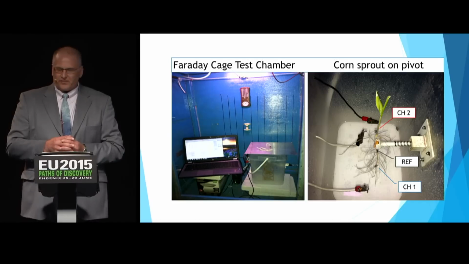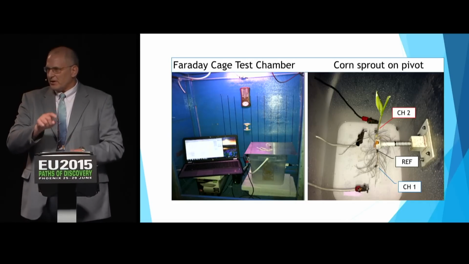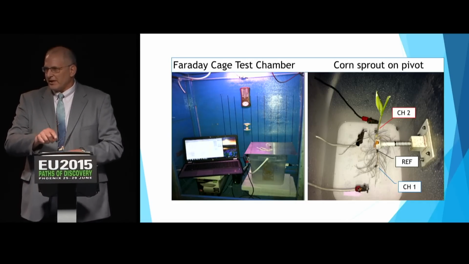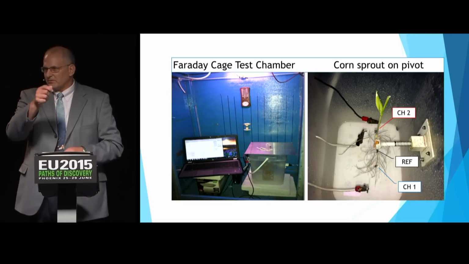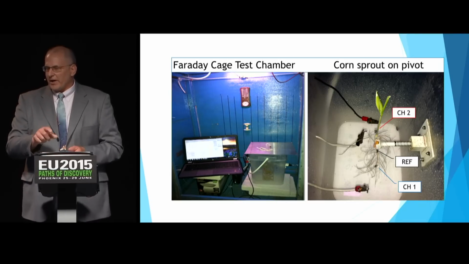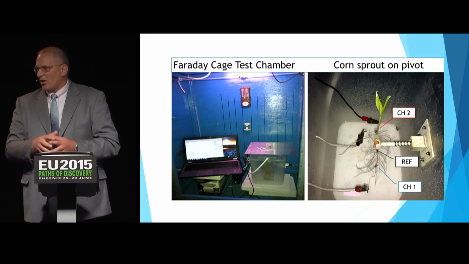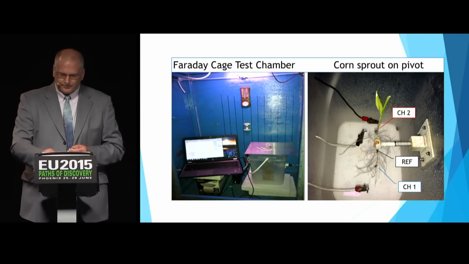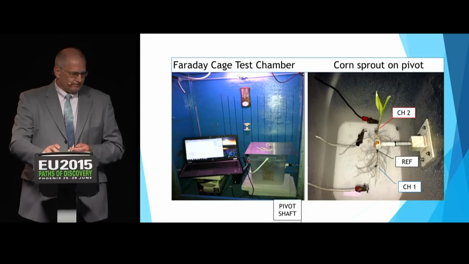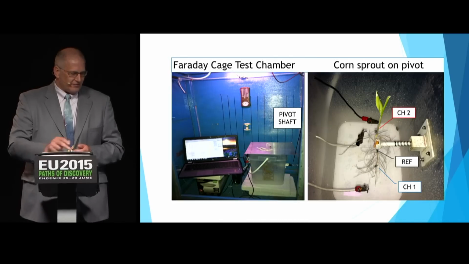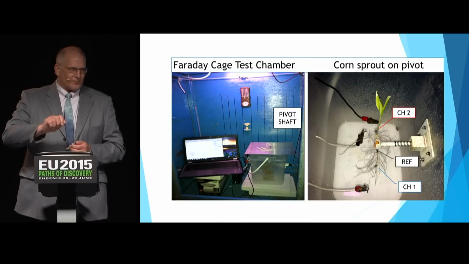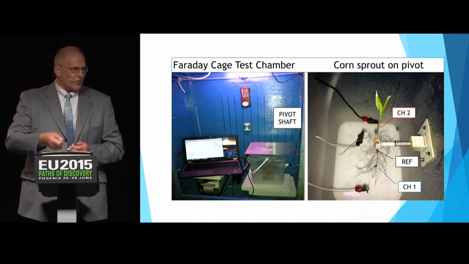Channel 2 was hooked on the stem. The reason it's not hooked farther up the stem is because this sprout's got some age to it, and it grew through, it didn't go with it. They were wired when the sprout was quite small. And then there's a pivot shaft, and the pivot shaft allows me to rotate the corn sprout.